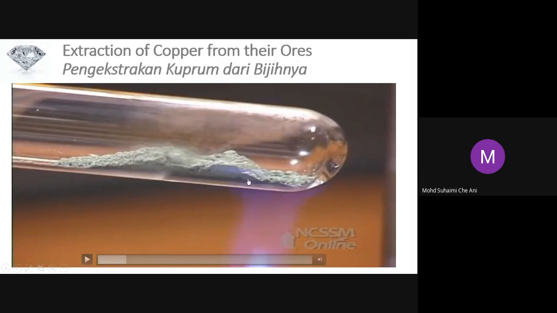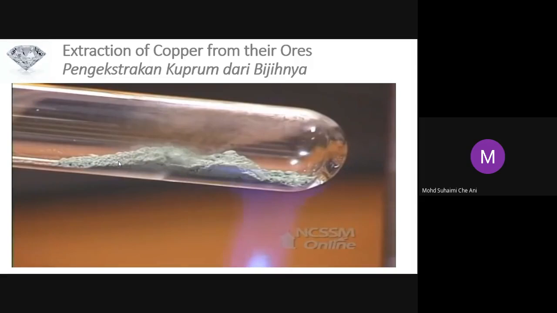So copper, okay, you see this one, the bluish color powder here. So this one is the malachite. So malachite is the mineral. The scientific name of malachite is copper carbonate.